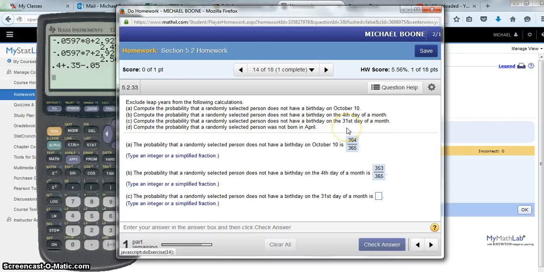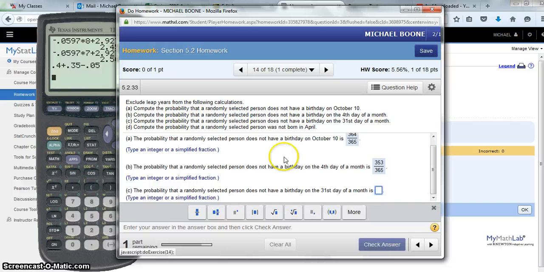On the 31st, well, unfortunately, there are not 31 days in each month. I'd have to do the little rhyme. 30 days have September, April, June, and November. All the rest have 31. And so we also have to eliminate February because I know it doesn't have 31 days. So that's 5 months that do not have 31 days, which means 7 months do have 31 days.